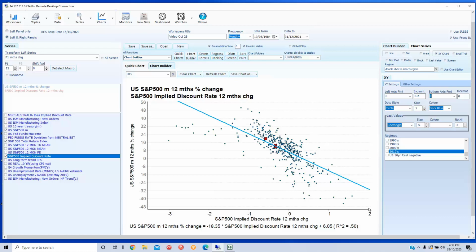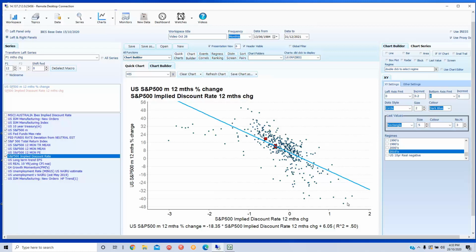And so what that actually shows, and you can see the relationship here, the red dots are the most recent 3 or 4 observations, but basically the regression suggests a coefficient sensitivity of around 18. So for every 100 basis points change, the implied discount rate tends to add 18% to the valuation of the equity market. Obviously, there's volatility around that.